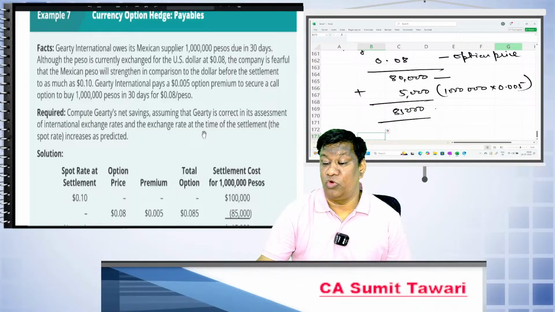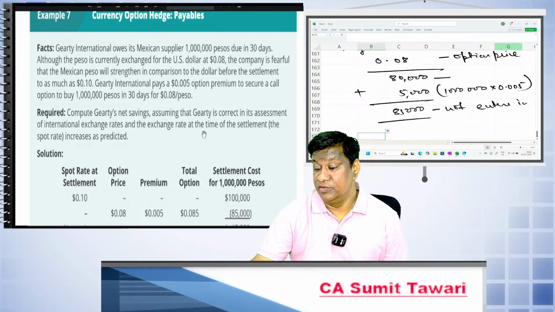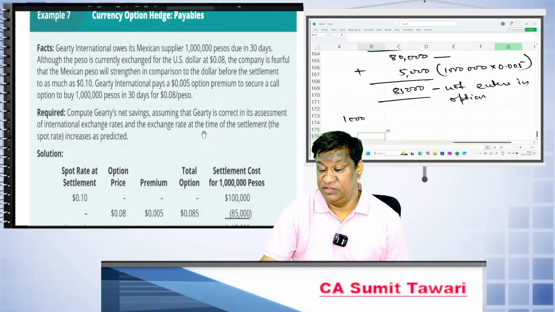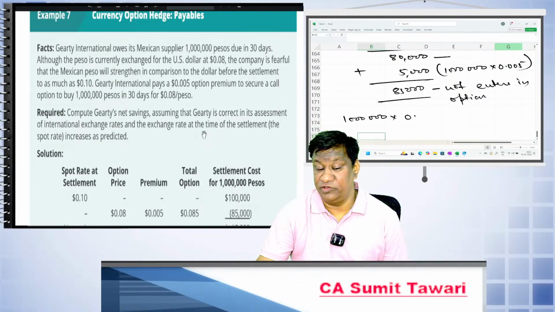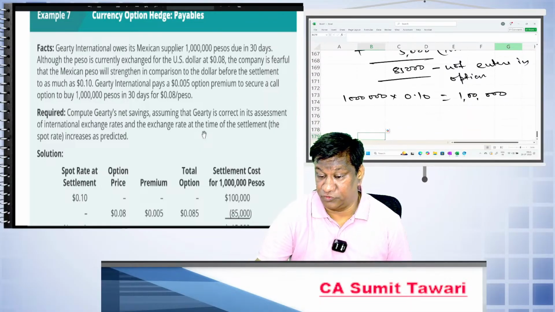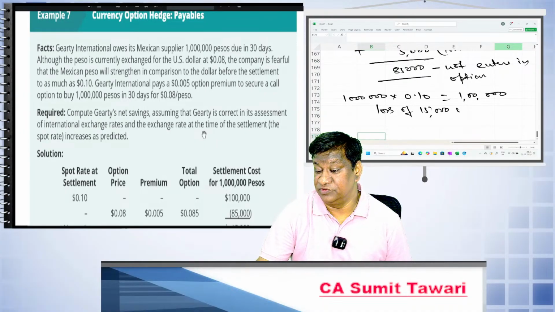Okay, if I do not enter into the option contract, and the exchange rate is as per prediction, how much do I need to pay? 1 million multiplied by 0.10, which is given here. So that is 100,000. So if this is the scenario, then I may need to incur a loss of 15,000 US dollars.